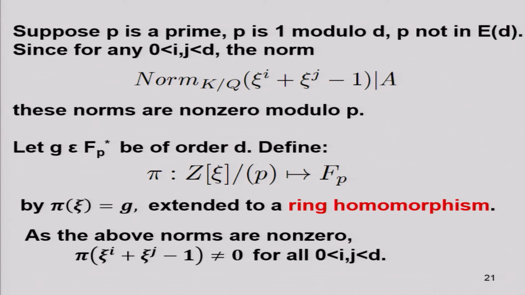And the important thing is that the image of Xi to the I plus Xi to the J minus 1, for each of those I and J, is never 0, because we know that the norm of this element is not 0. It's not divisible by P. It's some integer that is not 0 modulo P, which means that we can multiply this thing, Xi to the I plus Xi to the J minus 1, by all kinds of other polynomials and get something that is mapped to some non-zero element, so it means that this is not 0. And this is just what we want, right?